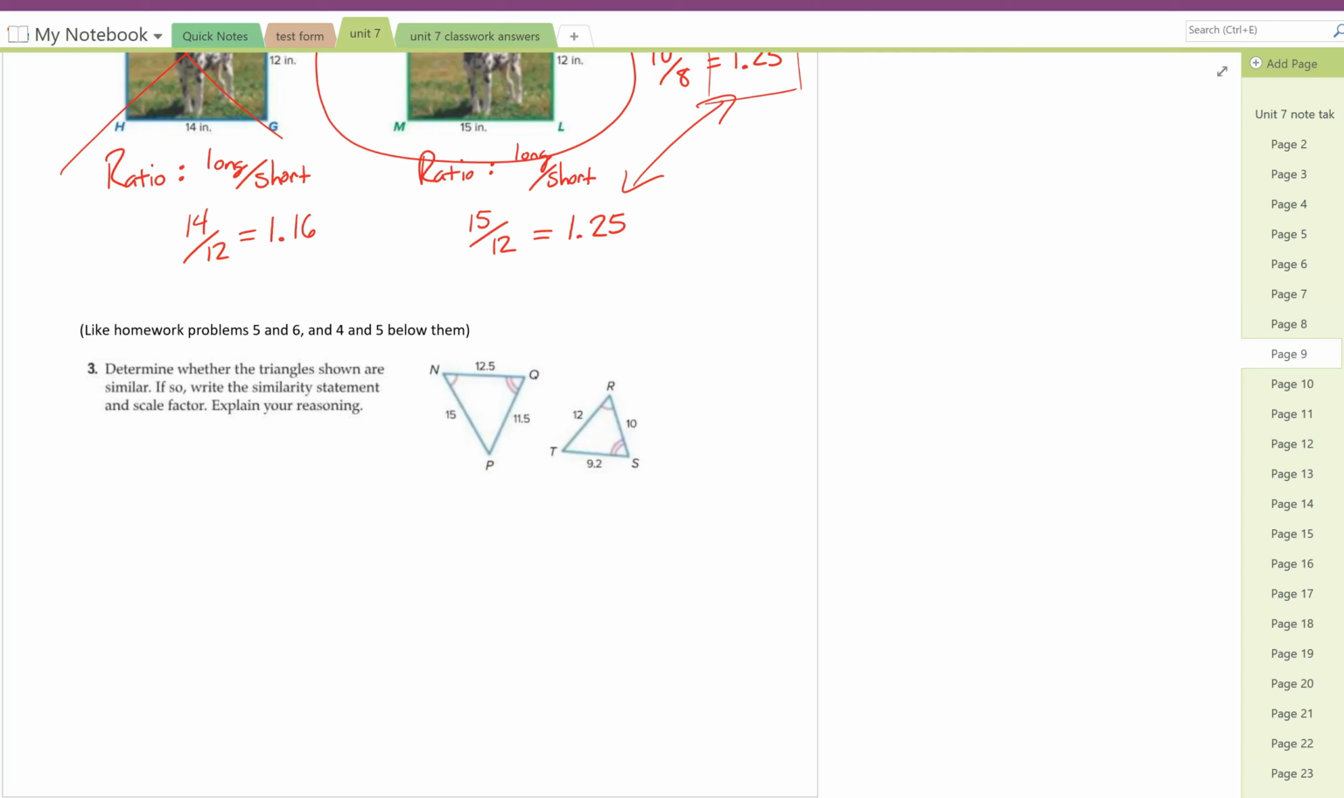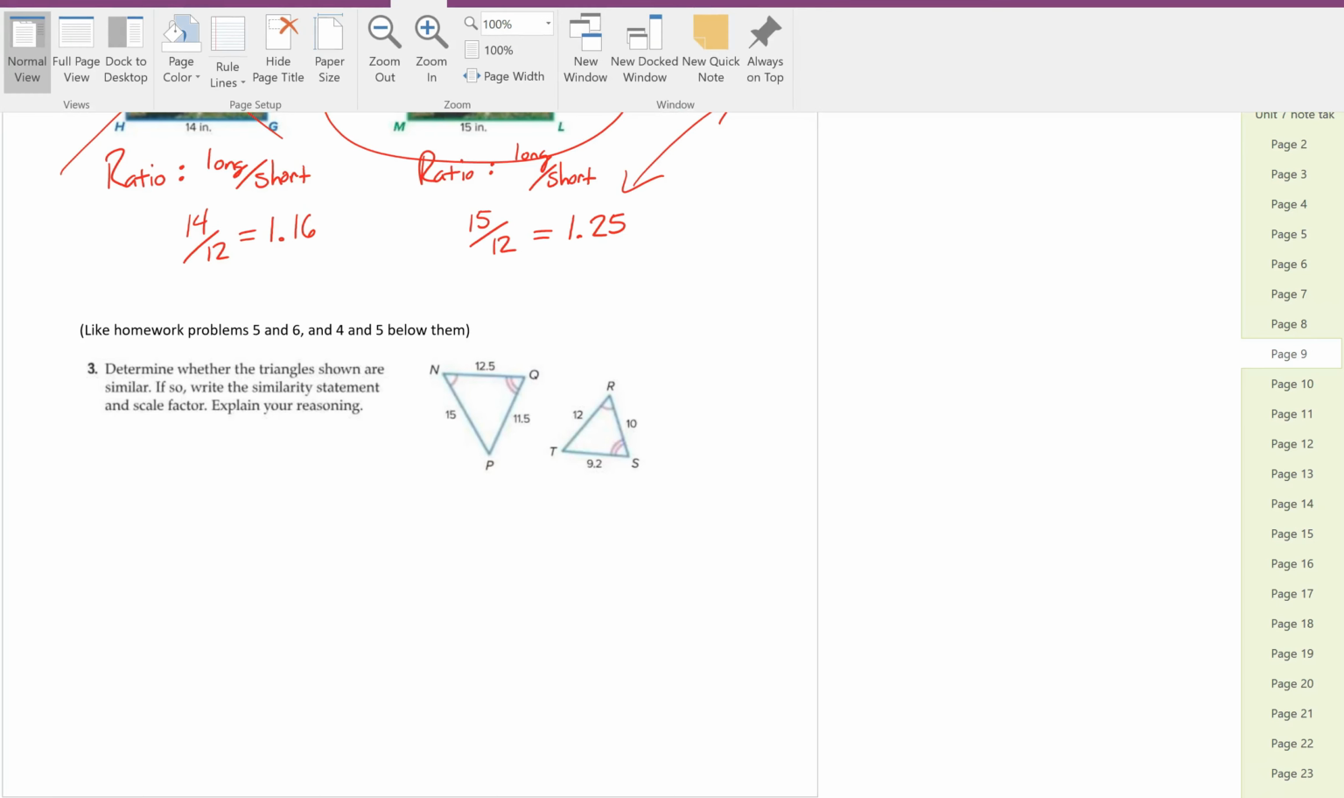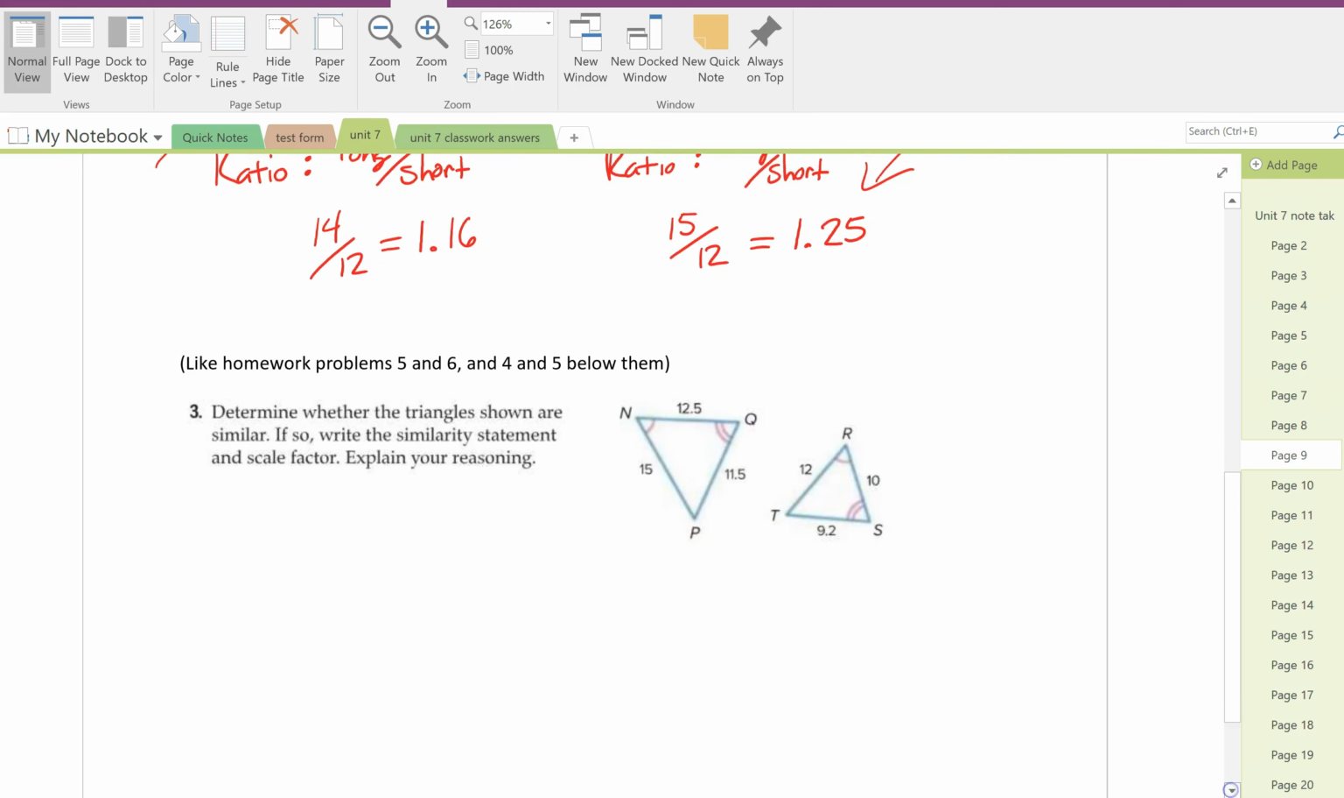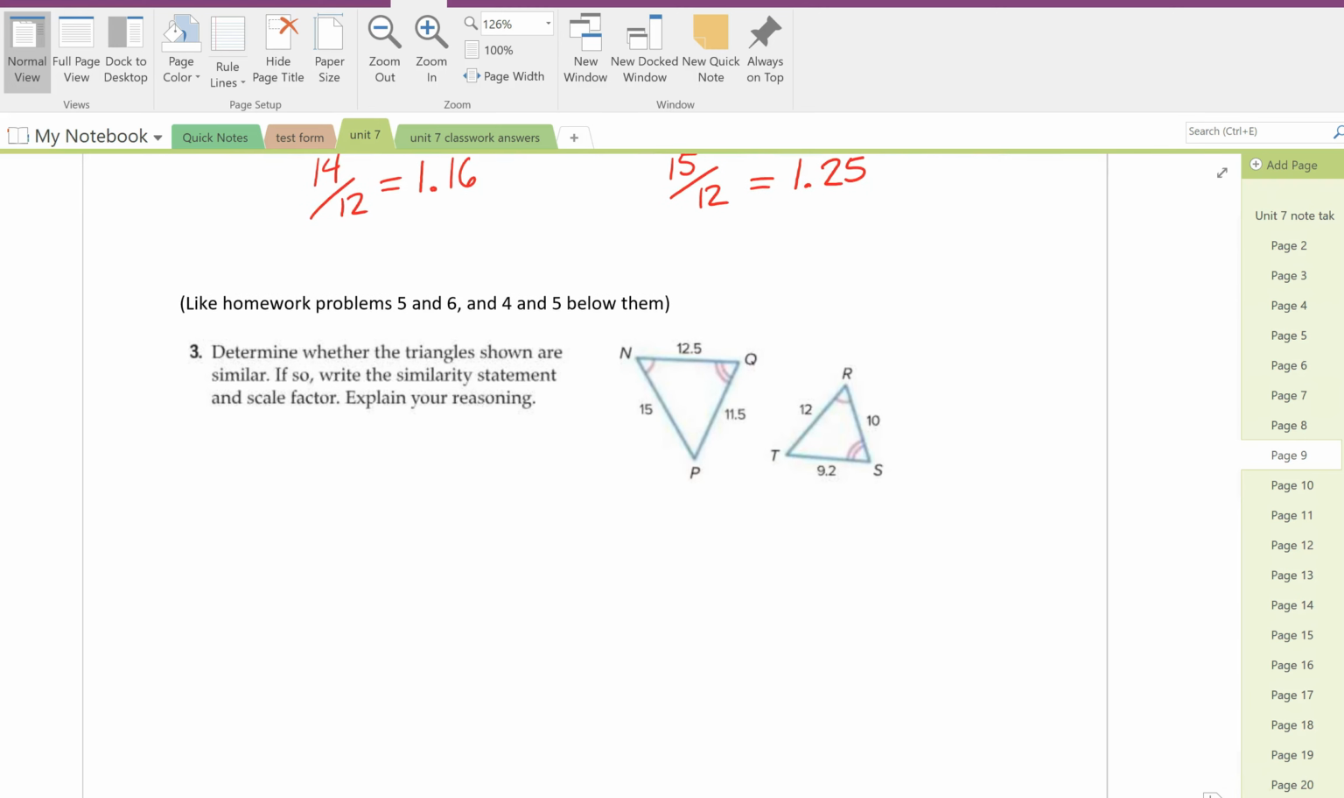Second example, it says determine whether the triangles shown are similar. If so, write the similarity statement and scale factor. You don't have to explain your reasoning. We're just going to try and figure out if they're similar or not. All right, so first thing I have to do is figure out corresponding sides.